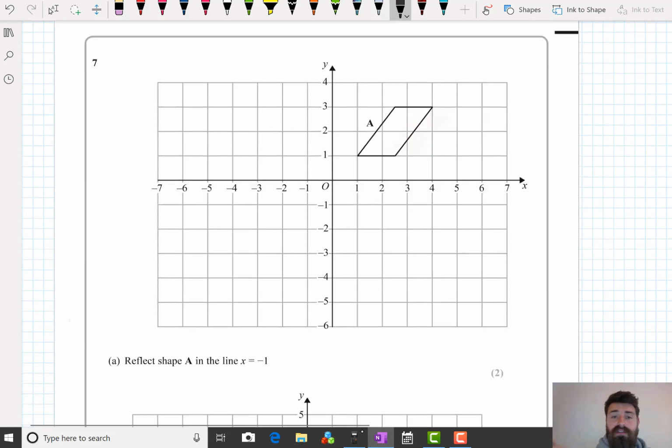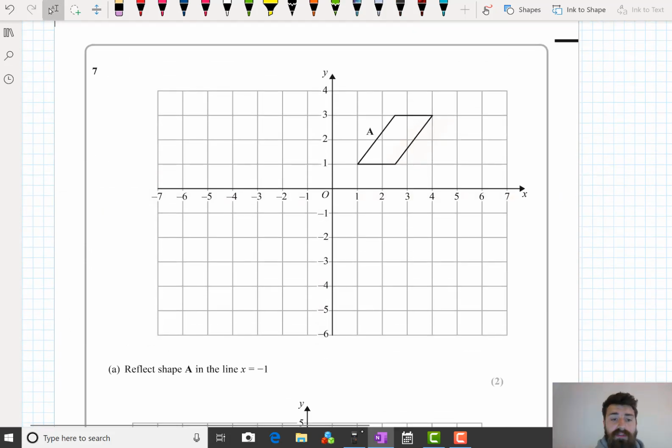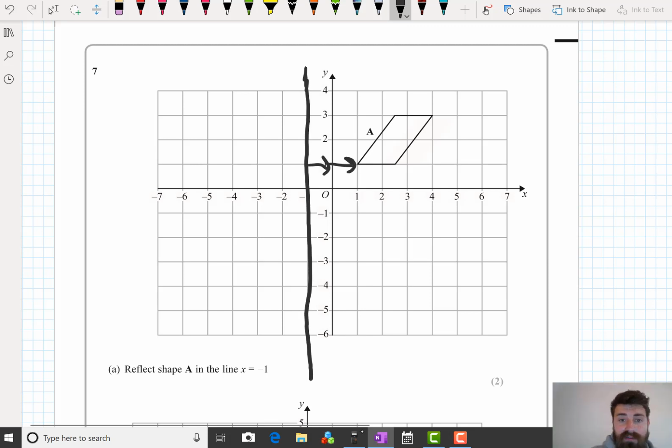Now question 7, reflect shape A in the line x equals -1. Really quite straightforward. It's an x line, and only an x line's got nothing to do with y. It crosses the x-axis at -1, as it literally says. There's your mirror line. Now that is 1, 2 across, so I'm going to go 1, 2, that's that corner. This one is 1, 2, 3 and a half. 1, 2, 3 and a half.